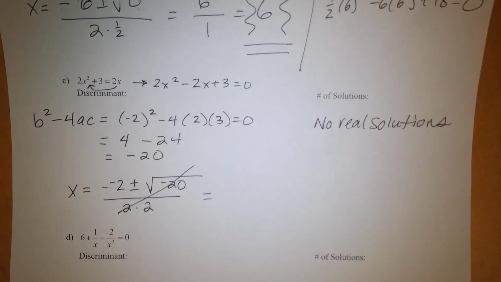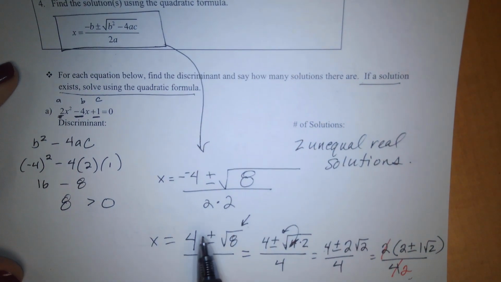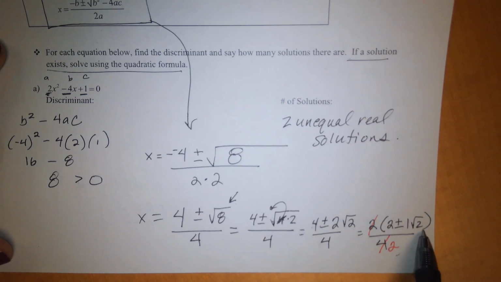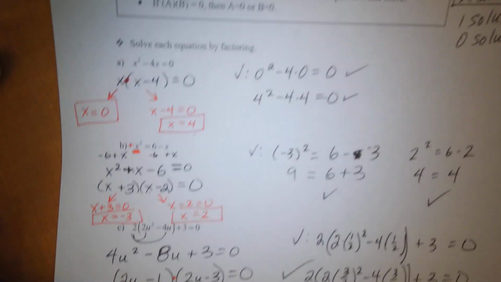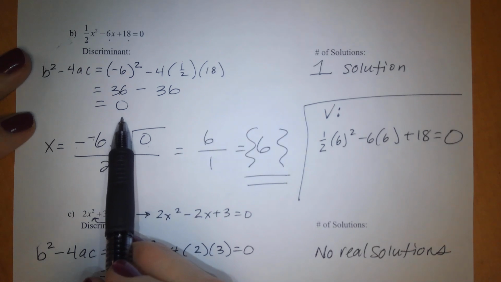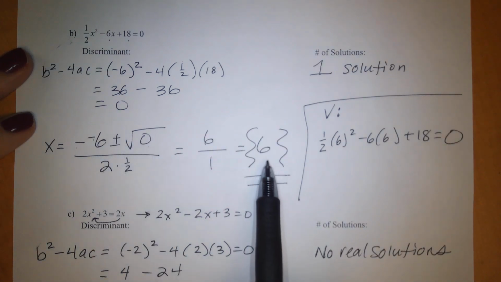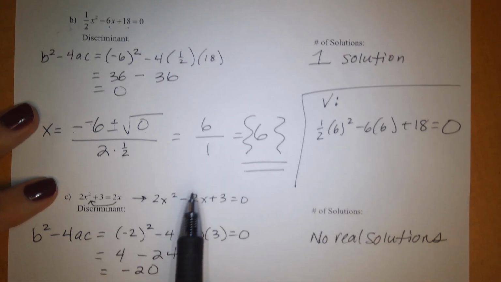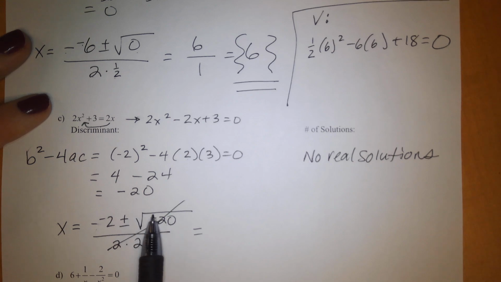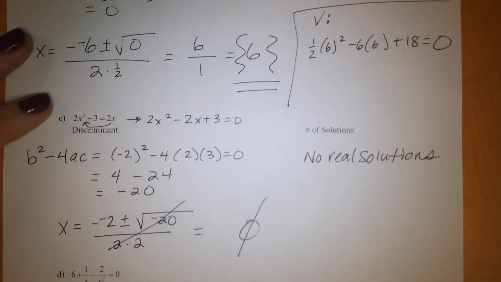So we've done 3 types so far. On the first page, we did an example where the discriminant was positive. That gave me 2 real answers. Then we did an example where the discriminant was 0. When the discriminant is 0, it gives you 1 real answer. Now we did an example where the discriminant is negative. When the discriminant is negative, that gives you no real solutions, or the empty set.